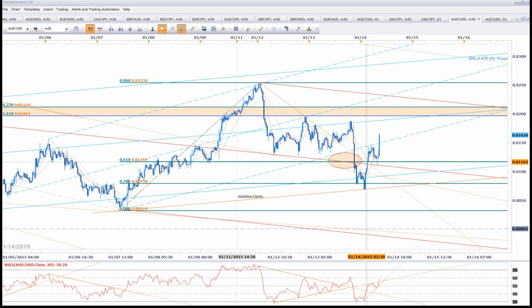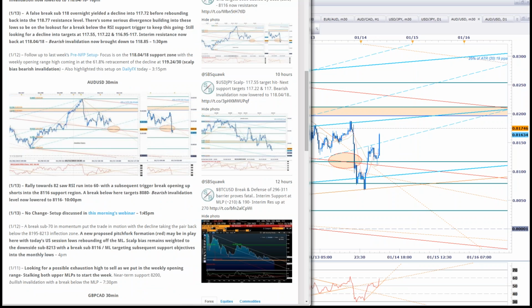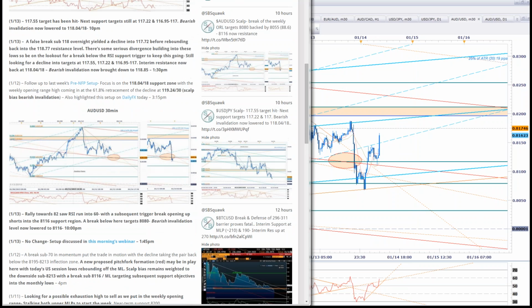So we'll look to see if that stretches into that median line here to the upside on the back of some weaker than expected retail sales data out of the U.S. Well done, Pooja. All right, so those were two of the setups that we've been in focus on so far, on the Aussie dollar and the dollar yen. Any questions on either of these?